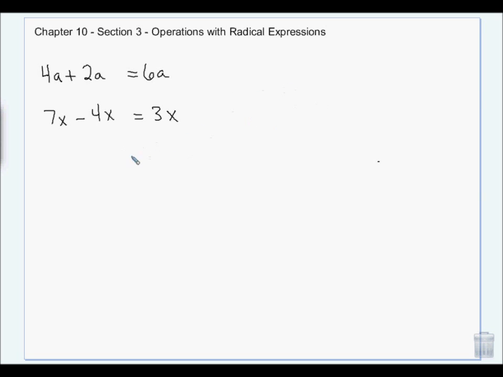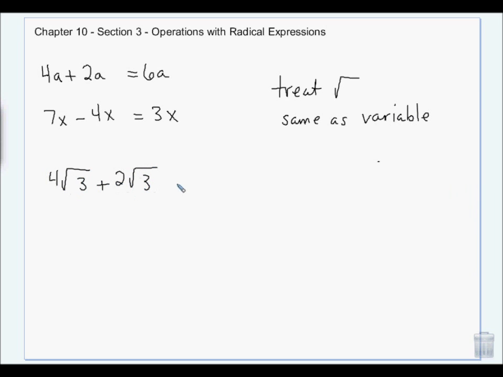You treat a radical expression the same way you treat a variable, the square root the same way you treat a variable. So they're like terms. So if I have 4 times the square root of 3 plus 2 times the square root of 3, I'm going to add the 4 and the 2, and I keep the square root of 3 the same way I would have an x.